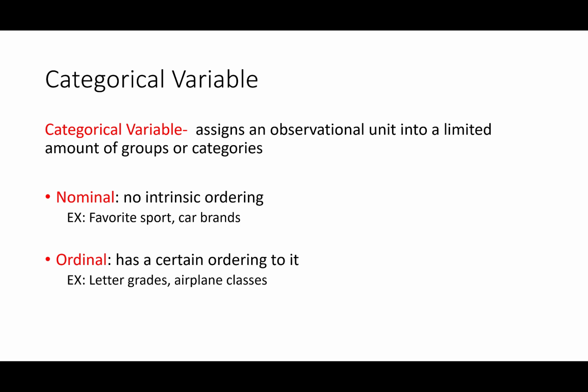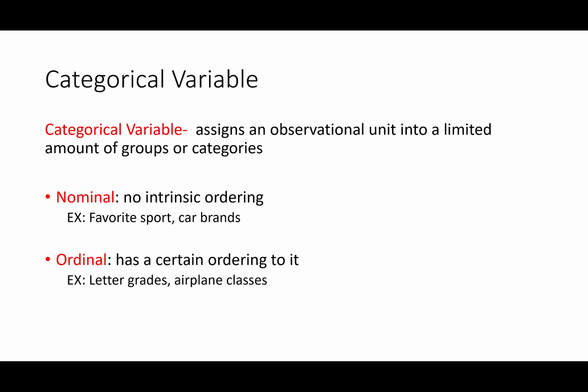Right? There's no reason if you were to list sports that you should put baseball after hockey, hockey before soccer, soccer in between swimming and tennis. There's no real rhyme or reason to put one sport before the other. Same with car brands. Why would you put a Toyota in front of a Honda, a Jaguar in front of an Aston Martin, things like that. An ordinal variable, however, has a certain ordering to it, like letter grades.